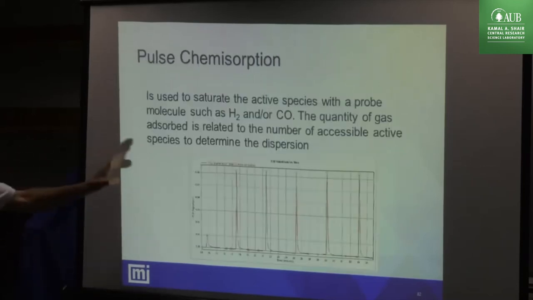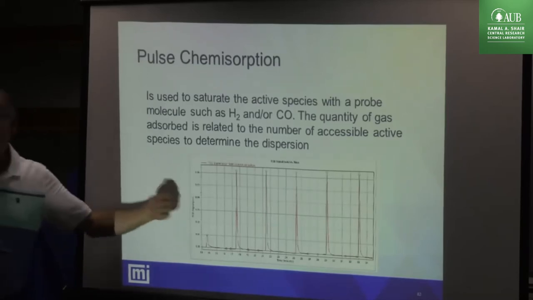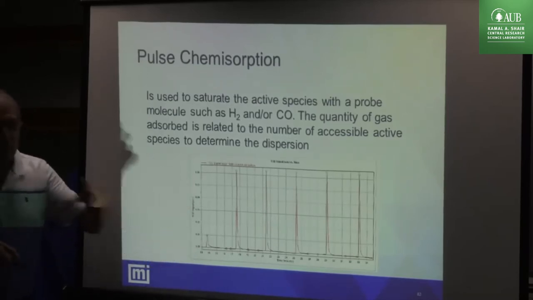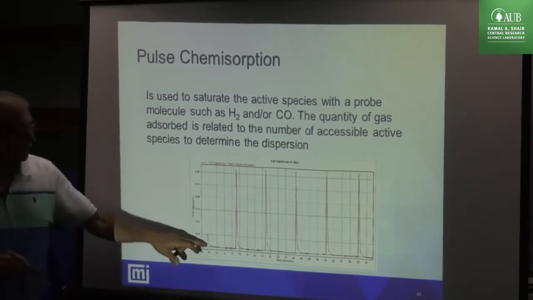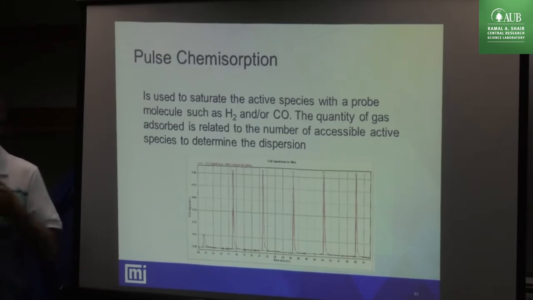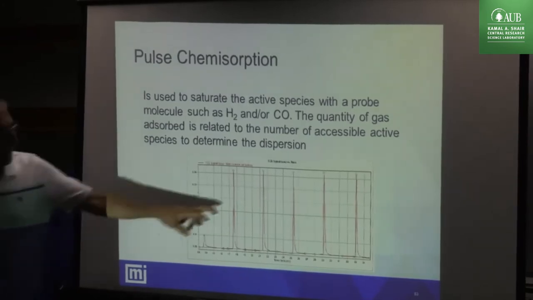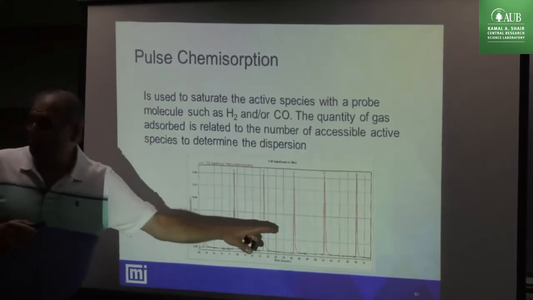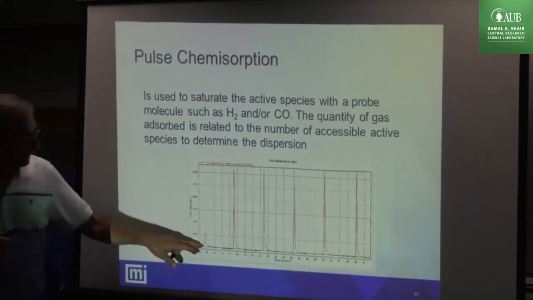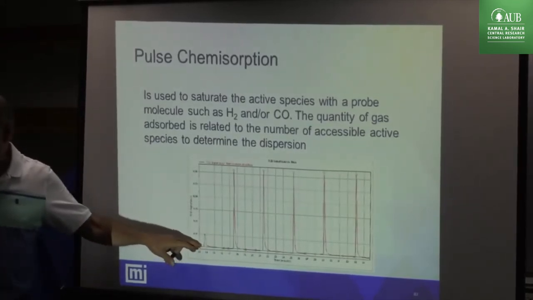In pulse chemisorption, the first thing we do is measure the dispersion. We pulse CO into the sample from a known loop with a known volume. We inject into the sample. The first two peaks are very small because everything is being held by the sample. We keep going until we get saturation. We know the peak area and how much we're injecting each time, so we can back calculate how much CO has been adsorbed.